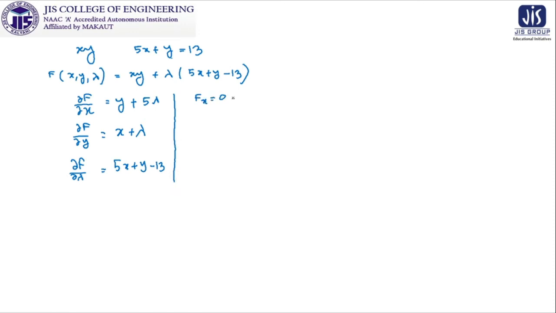So F_x equal to 0 gives you what? Gives you y is equal to minus 5 lambda. F_y equal to 0 gives you what? x equal to minus lambda. And F_lambda equal to 0 gives you what? The constraint equation, that is 5x plus y is equal to 13. Clear? Now if we put these two in this particular equation, because our target is to find the value of lambda, so what do we get?